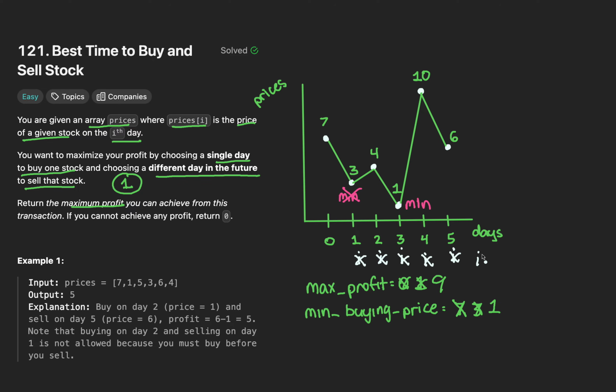In retrospect, our best strategy, given this example, was to buy on day 3 for a price of 1, and then selling it the very next day, day 4, for a price of 10, earning us a net profit of 9. That's what we return.